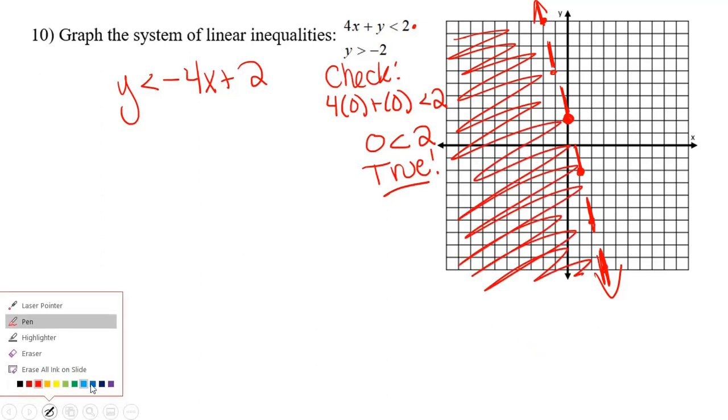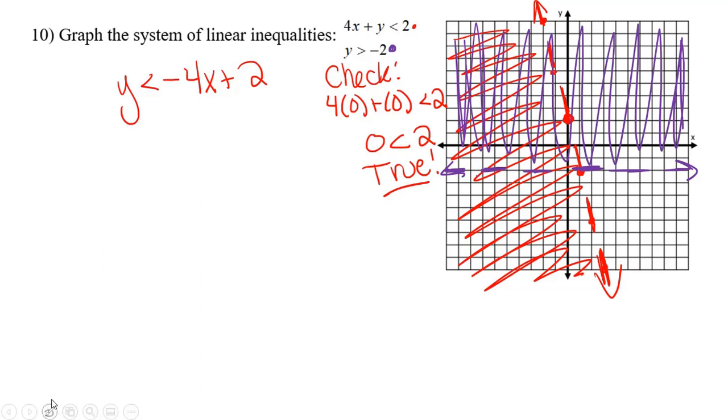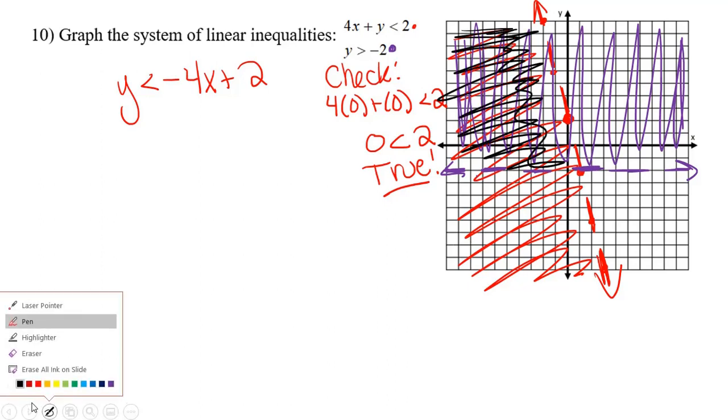I'm going to change color here so it's easier for us to see the next guy. Now I'm going to graph this line. Y is greater than negative 2. That is a line that sits at negative 2. And notice it's another dashed line. So I'm going to do my dashed line here at negative 2. There we go. And now I need my y's to be bigger than negative 2. Where are my y's bigger than negative 2? They are up here. So my answer region, my solution, is lying in this general vicinity where I colored in my black. Okay.